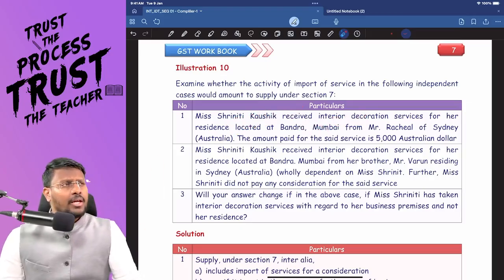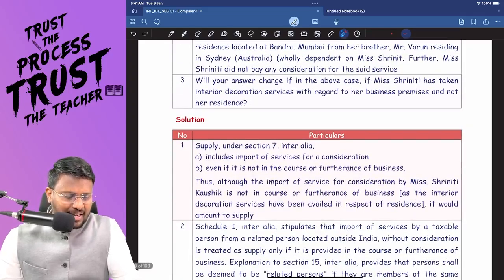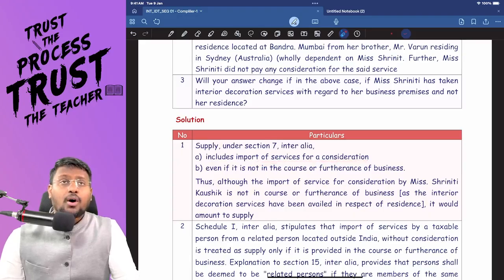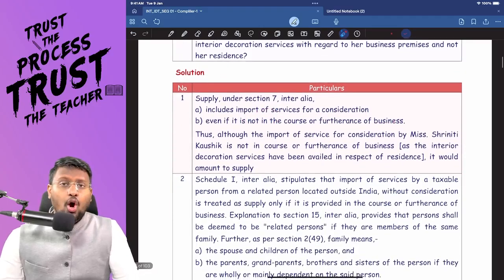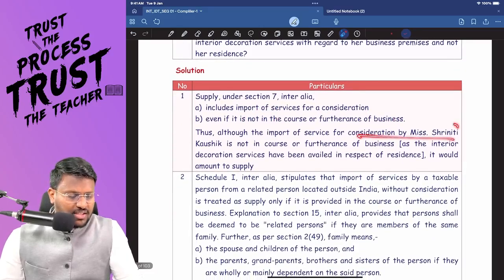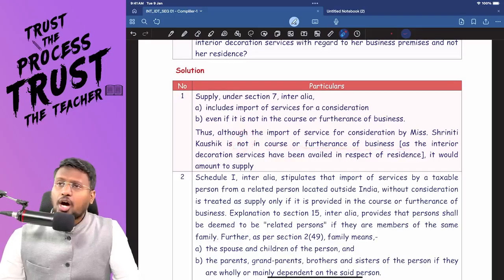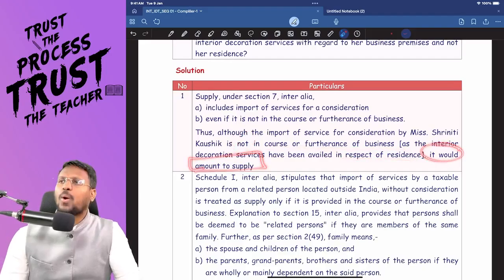Yes, sir. Importation of services for a consideration, whether or not in the course or furtherance of business, is a supply. So supply under section 7 inter alia includes import of services for a consideration, even if it is not in the course or furtherance of business. Thus, although the import of service for consideration by Miss Srinidhi Kaushik is not in the course or furtherance of business, as the interior decoration service has been availed in respect of a residence, it would amount to supply.